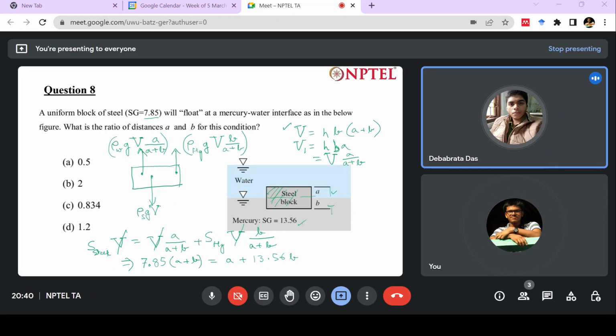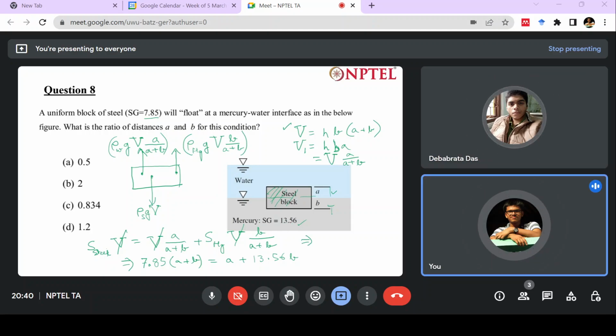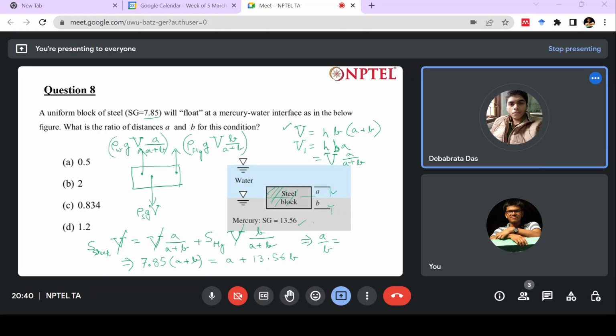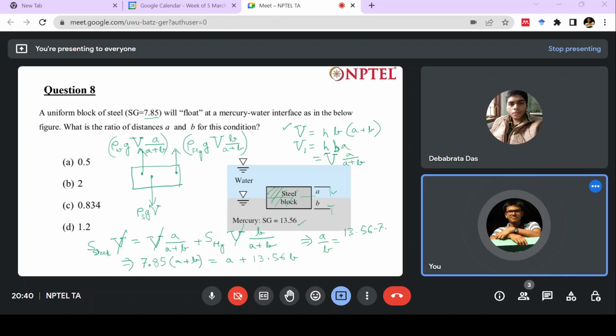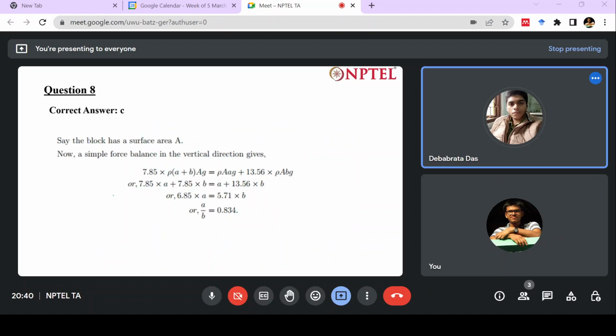So from here you can actually find out the ratio. You can do this, right? So this will be 13.56 minus 7.85 divided by 6.85, whatever is the answer. Looks like C. Let me check. Yes, this is C, 7.8.